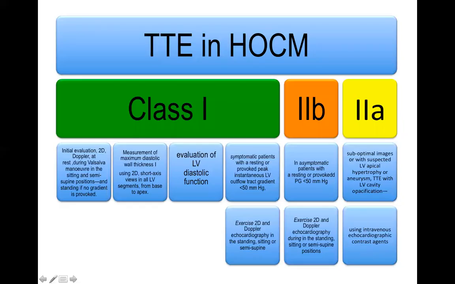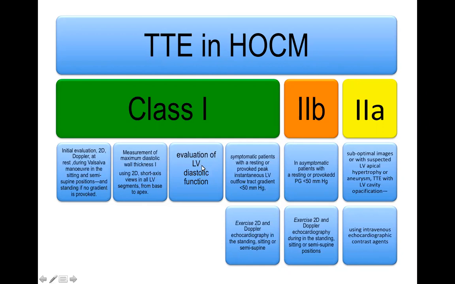So now, the guidelines of echo in HOCM according to the 2014 and the 2011 American College of Cardiology. Class 1 is the echo: initial evaluation by echo, or during Valsalva maneuver, or during exercise if no gradient is provoked. Measurement of maximum diastolic wall thickness by 2D short axis view on all LV segments from base to apex, because maybe the obstruction will be mid ventricular or apical, so we have to do all the segments.